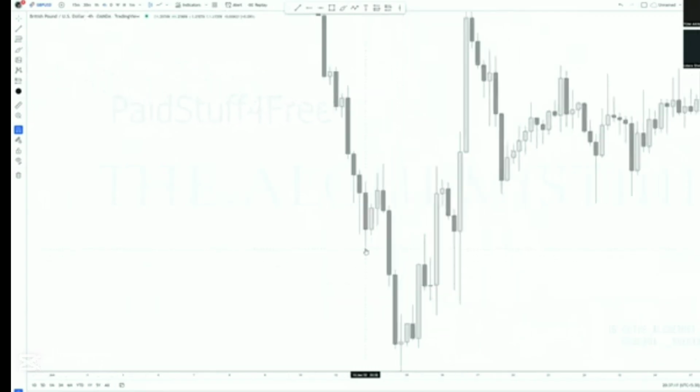This is what we call a swing low. In this case, it's the opposite of what we talked about earlier. A higher low to the left, a higher low to the right, and the middle candle will turn into your swing low. So this right here is what we call a swing low.